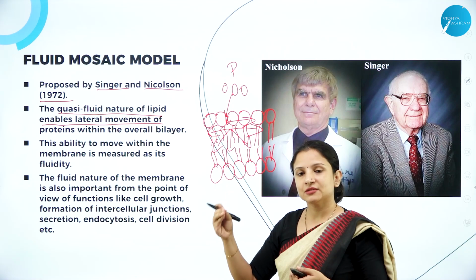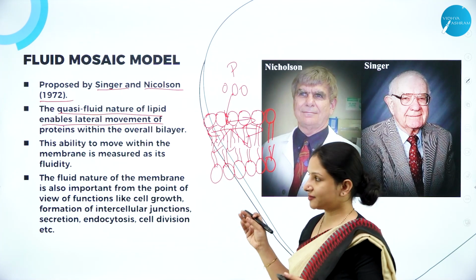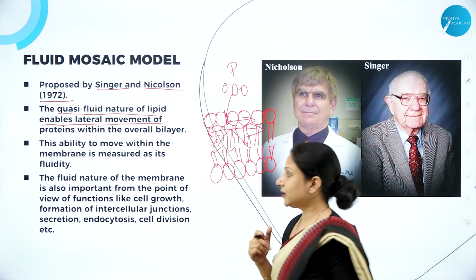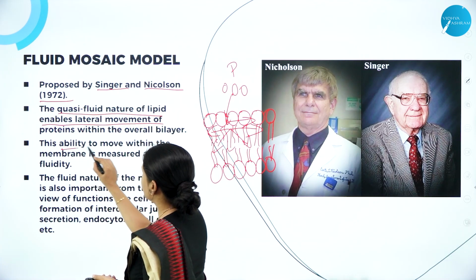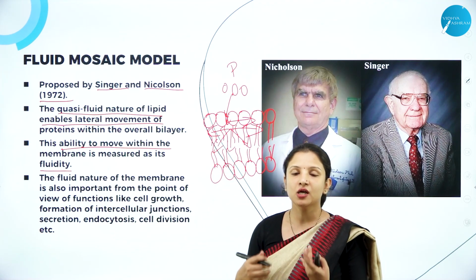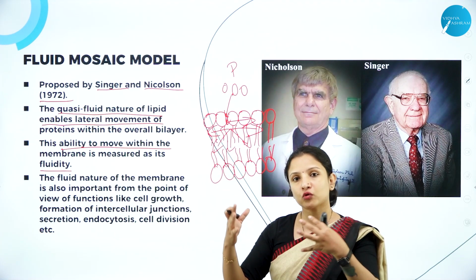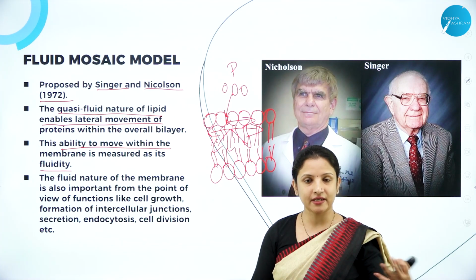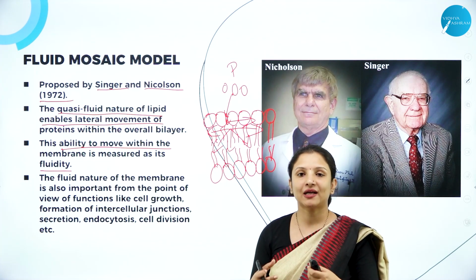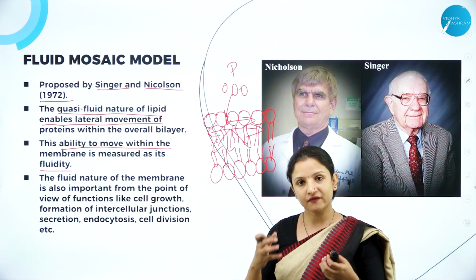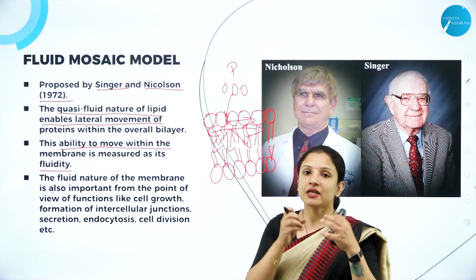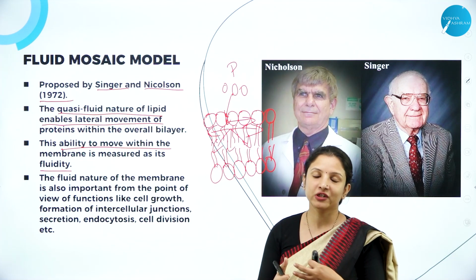This is because of the quasi-fluid nature of the plasma membrane, and that research was done by Singer and Nicholson. This ability of the proteins to move within the membrane is measured as its fluidity. What do you mean by fluidity? Water is fluid. You pour water, and it can run around here and there, wherever it wants. That is its fluidity. Same way here, whatever proteins are trying to pass through the plasma membrane into the cytoplasm of the cell can move in any direction within the lipid bilayer.